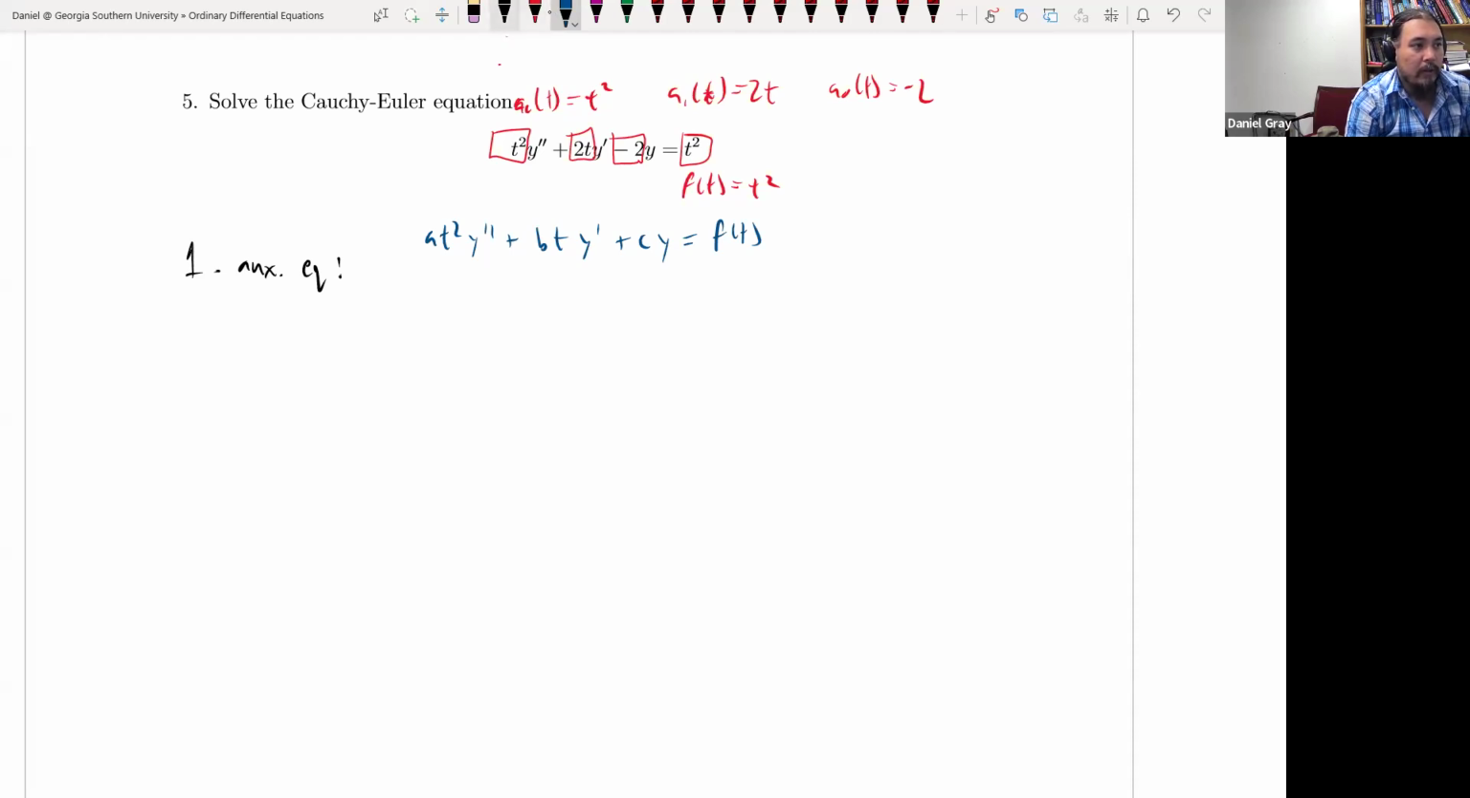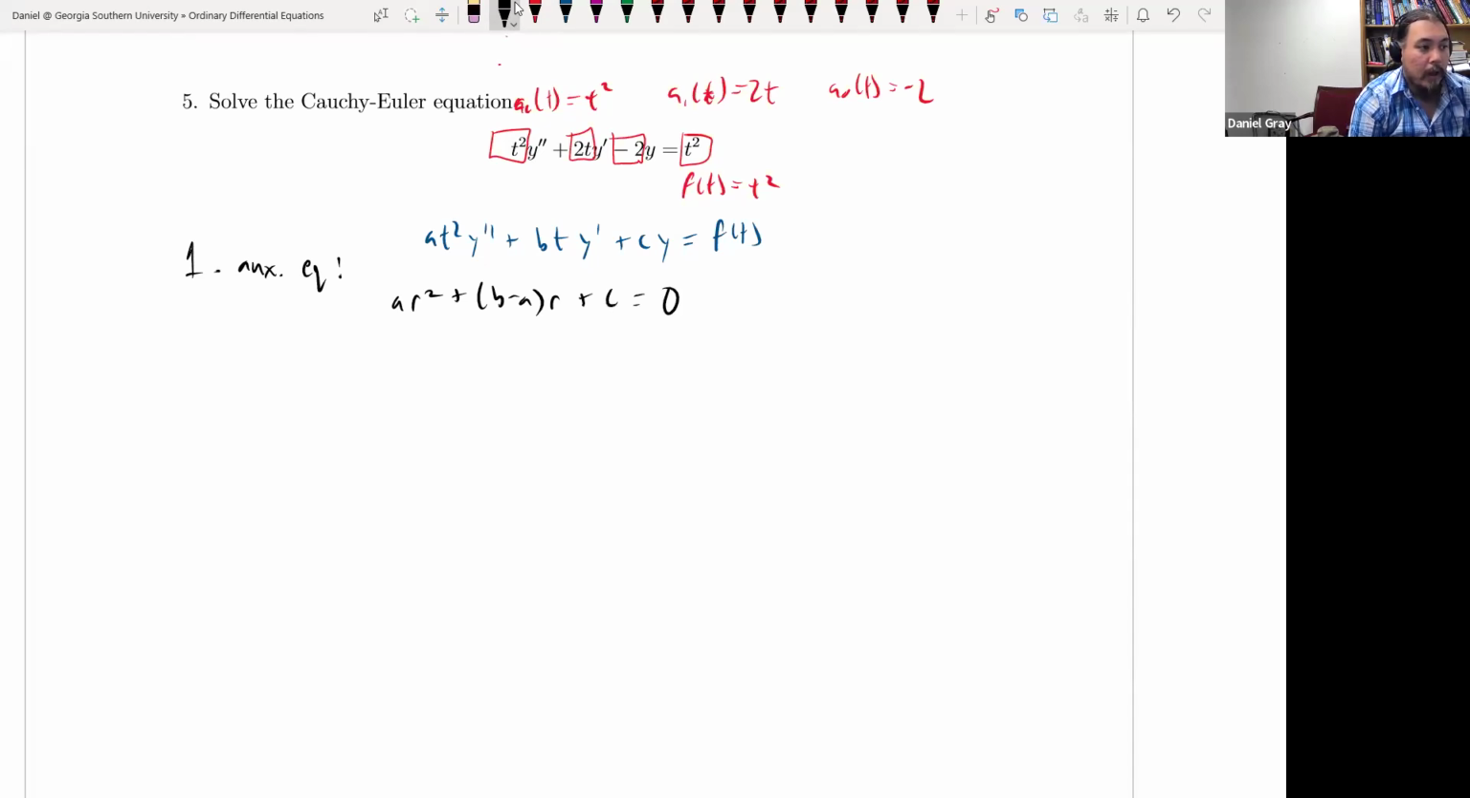The auxiliary equation uses this a, b, and c that we have here. And so the formula for the auxiliary equation is a times r squared, replacing y double prime with r squared, plus b minus a times r to the first power, replacing y prime with r to the first power, plus c times just r to the 0 power, which of course is just 1, so it's just c, equals 0 because we're doing the homogeneous version first. Okay, so this is our auxiliary equation.